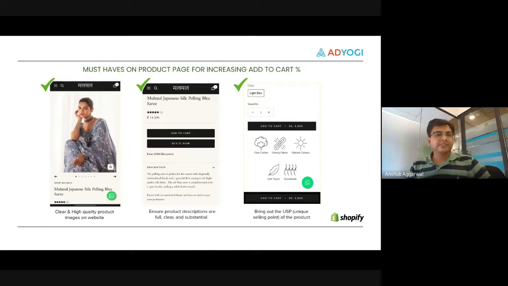Few things which can be done on the product page to improve the add to cart percentage, because add to cart percentage in a way is the performance of your product page. Some of these are very trivial, that the image quality should be good, the description should be there on the product page, the USP of the product should come out. So these are quite basic ones, but definitely very impactful. Like I've seen brands which are selling, let's say, a kurti cloth, and the description doesn't say whether it's cloth or is it ready-made, right? And these things can create confusion in the minds of the user and they may drop off on the product page.